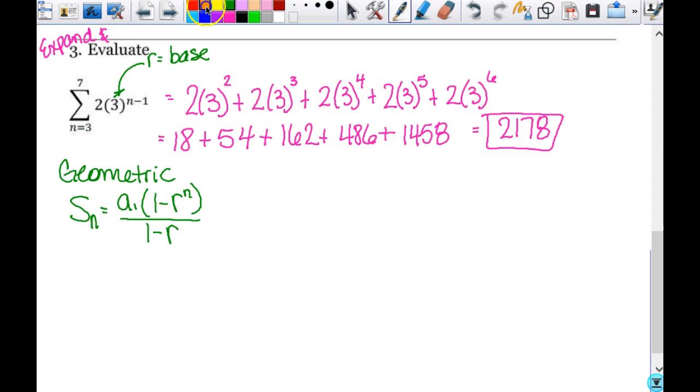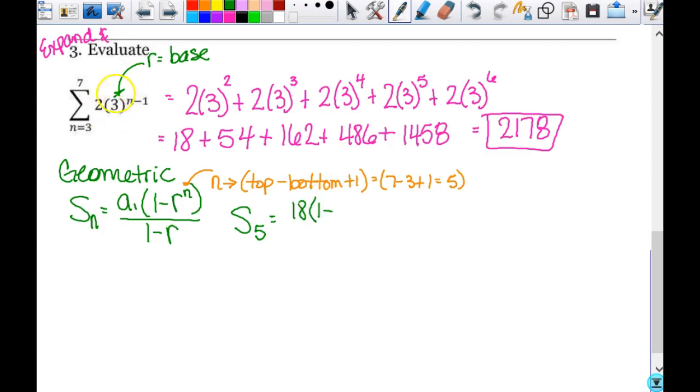So your n for this is always going to be the top number minus the bottom number plus 1. So that is 7 minus 3 plus 1. That's where your 5 comes from. Now we know that for sure because we can count those. But if you just jump to this formula without checking your n, it's not going to work out so well for you. All I had to do was find the first term, which I have. The sum of the 5 terms that I want is the first term, which is 18, times 1 minus r, my 3, to the 5th, all over 1 minus 3.